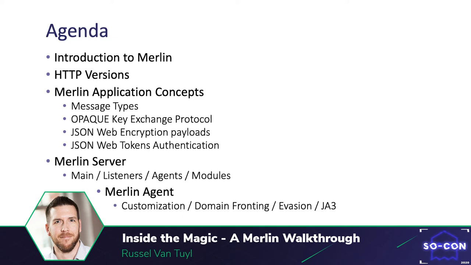Today, we're going to start by talking through the various versions of the HTTP protocol because they are the protocols that Merlin uses for command and control traffic. Next, we'll move into a deep dive of the underlying concepts and protocols that Merlin uses for authentication and encryption. I'll also do a demo of interacting with the various Merlin server menus and commands. To wrap things up, I'll show some power usage examples for working with the Merlin agent, such as dynamic JA3 hash configurations and a simple trick to bypass Windows Defender.